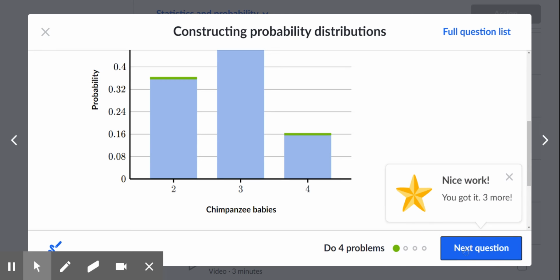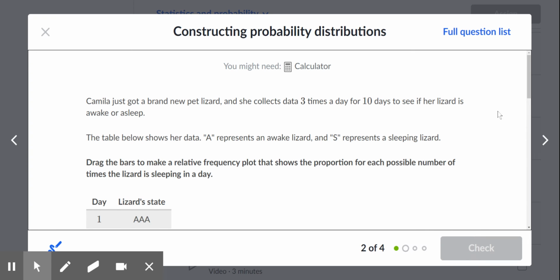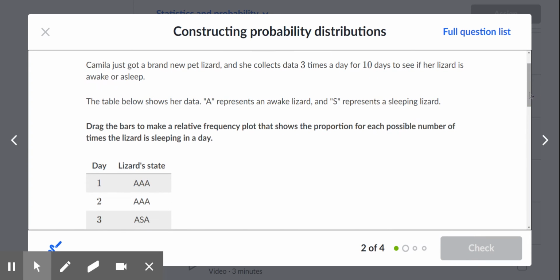Okay, so let's do another one. Here, constructing a probability distribution. Camilla just got a brand new pet lizard, and she collects data 3 times a day for 10 days to see if the lizard is awake or asleep. She has too much time on her hands. The table below shows her data.